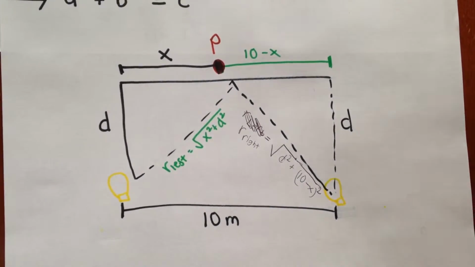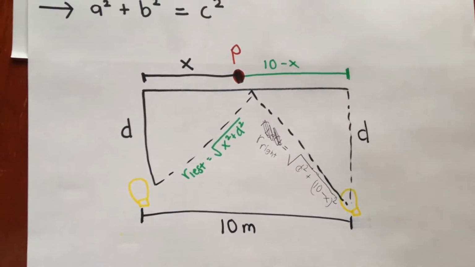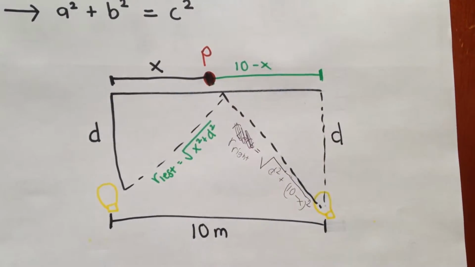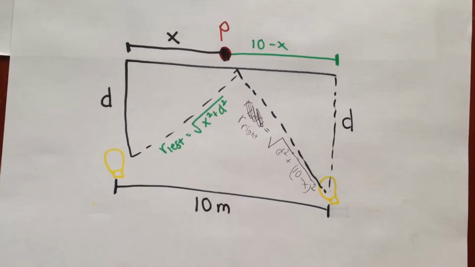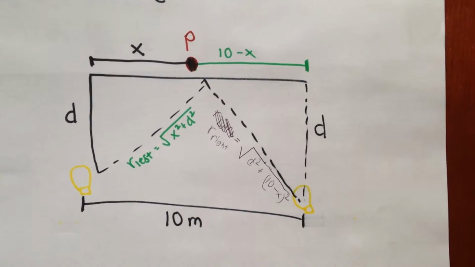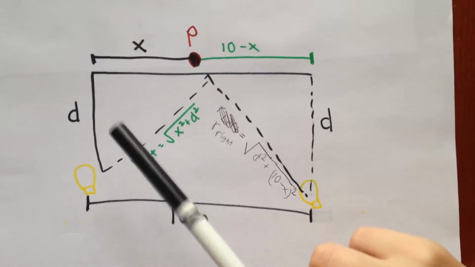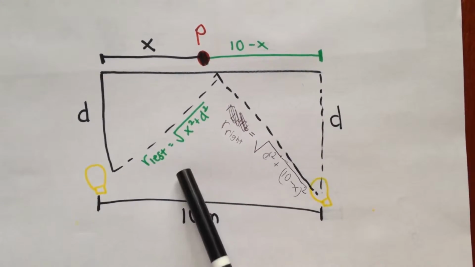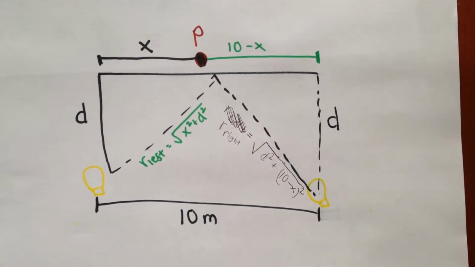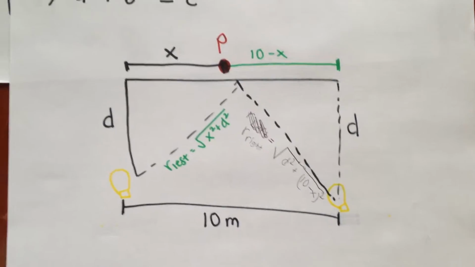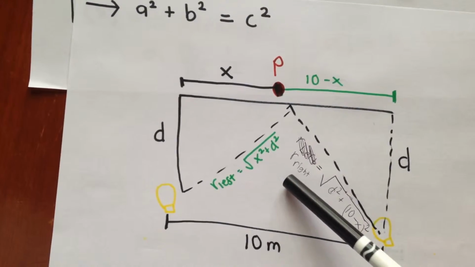We know that the distance from the left light bulb to point P, which is represented by r left, is the square root of x squared plus d squared because of the Pythagorean theorem, which states that a squared plus b squared equals c squared, and in this case, a is x, b is d, and c is r. So x squared plus d squared, and you take the square root of that, is r.